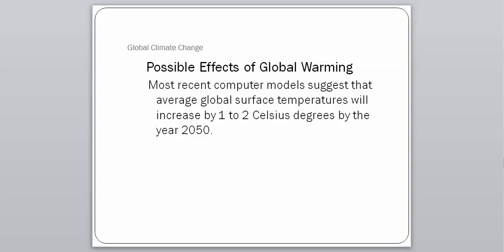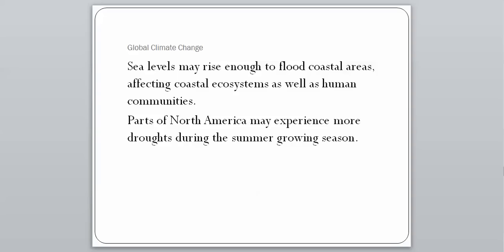but it could cause problems like sea levels rising enough to flood coastal areas, which would affect coastal ecosystems as well as human communities. And then parts of North America may experience more droughts during the summer growing season because of this increased temperature. So it could actually flood areas, people living on the coast, and cause droughts to the point to where we could not grow as many crops as we usually do.